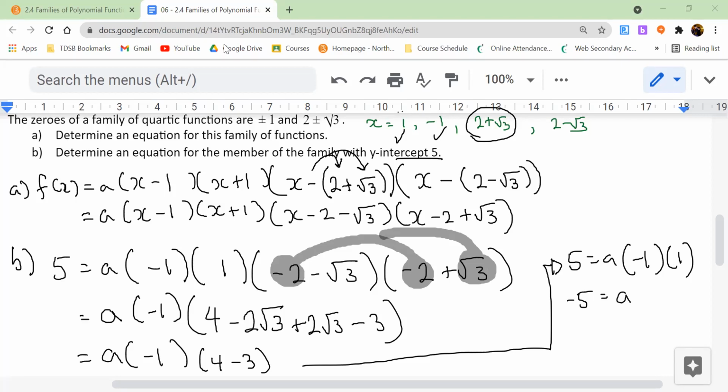Family of functions simply means, hey, give me a generic equation with an a value. From there, if I give you a single point, can you find me the exact equation I am on, the exact curve I am on?